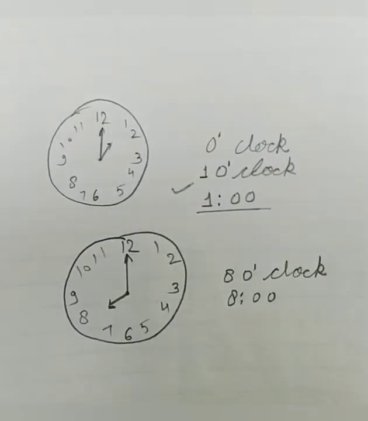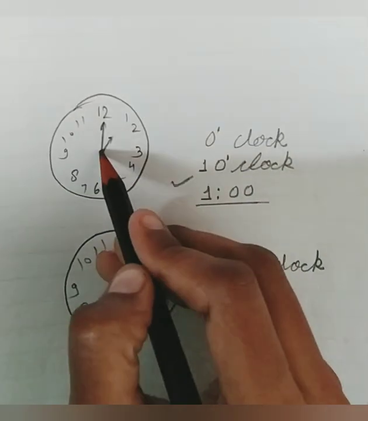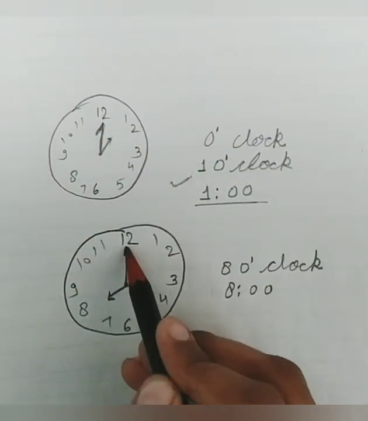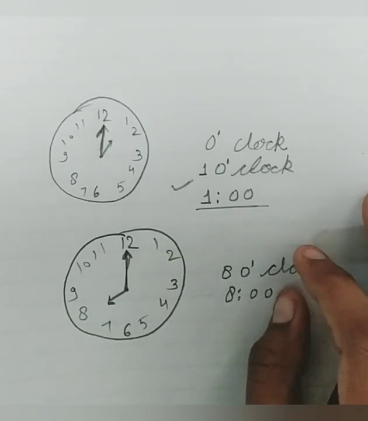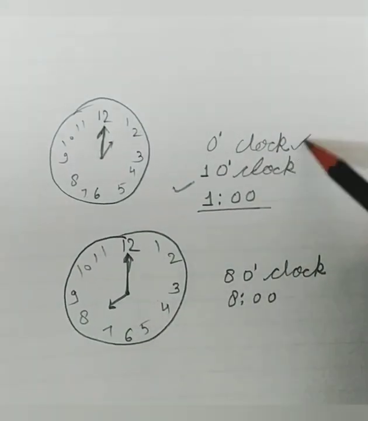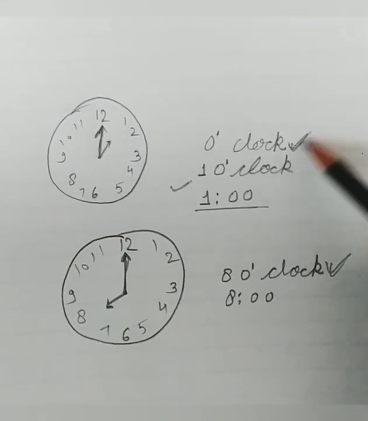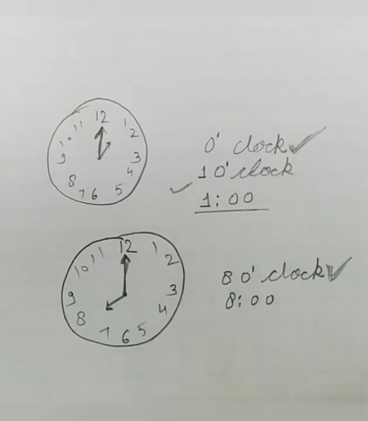So you have to learn the main point: whenever the big hand is towards the 12, the time will always be in o'clock.